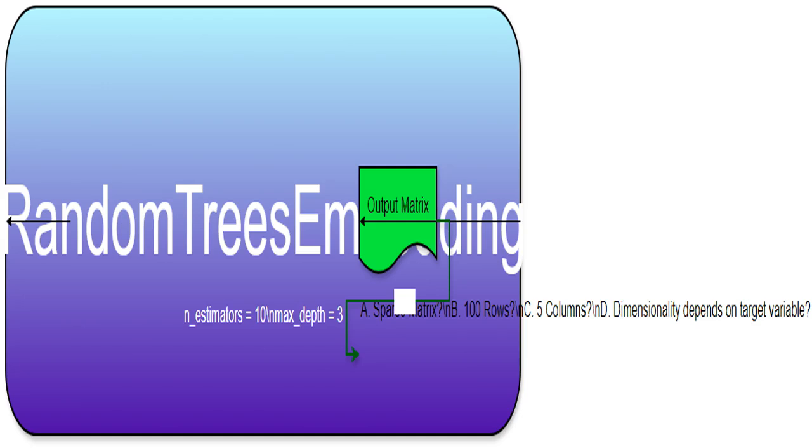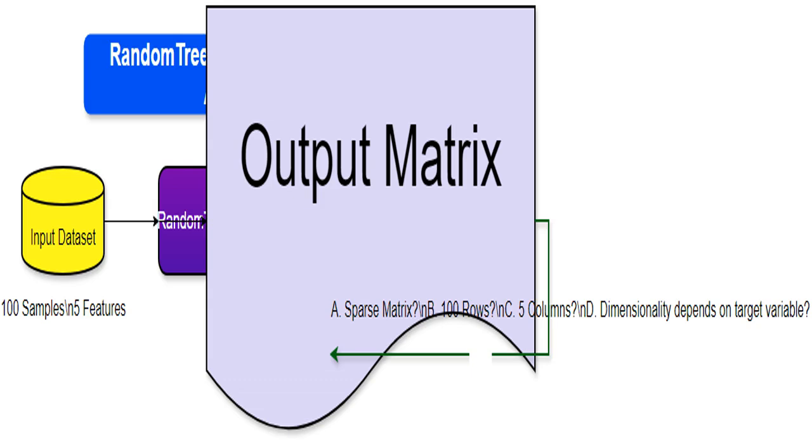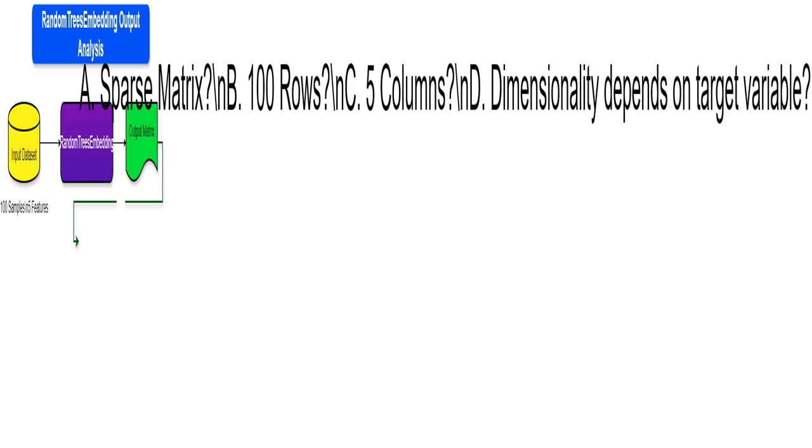I've set the number of trees, n_estimators, to 10 and the maximum depth of each tree, max_depth, to 3. These are hyperparameters for the RandomTreesEmbedding. N_estimators controls how many trees are in the ensemble. Max_depth limits how deep each tree can grow. I need to determine the characteristics of the output matrix produced by RandomTreesEmbedding. Will it be sparse? How many rows and columns will it have? These are the questions I am trying to answer about the output matrix.